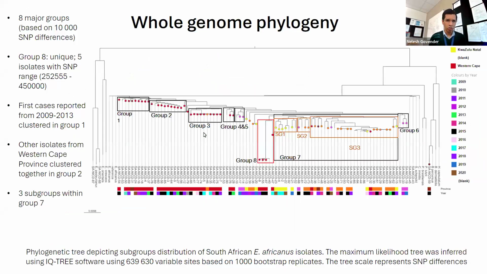She also looked at the whole genome phylogeny, and I'm not going to take you through the details, but just to say that there are definitely groups within Emergomyces africanus, 8 major groups, in fact. And interestingly enough, the first cases we reported back in 2013 all cluster within group 1, and thereafter there's been some shift in their genome composition, I suppose.